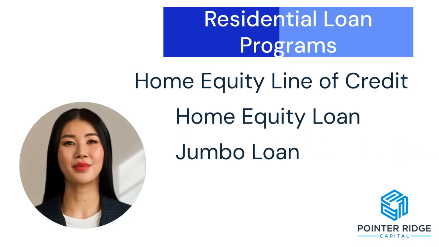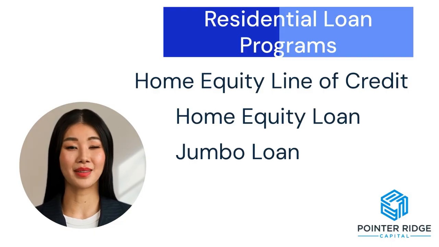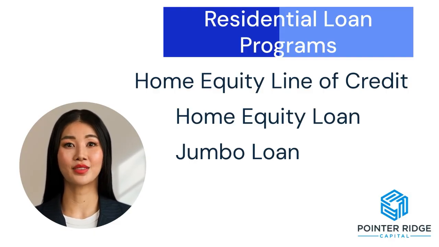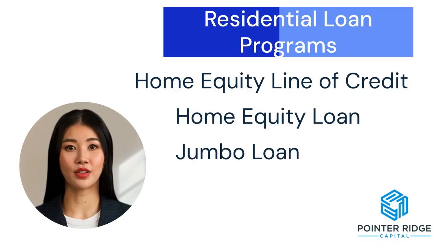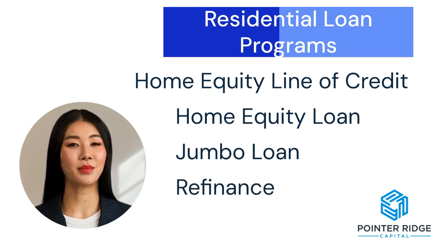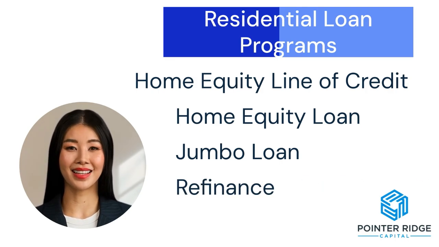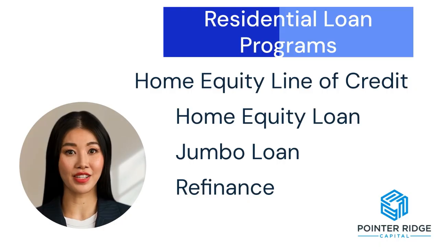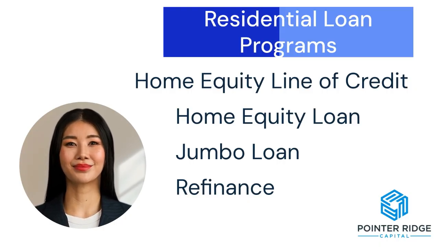Jumbo loan. A type of mortgage that exceeds the conforming loan limits set by the Federal Housing Finance Agency, FHFA. These loans are used to finance luxury properties and homes in highly competitive real estate markets. Bottom line, they're large residential loans. Refinance. A loan replacing an existing mortgage with a new one, typically to secure a lower interest rate or monthly payment, change the loan term, such as from adjustable rate to a fixed rate, or to access home equity with a cash-out refinance.